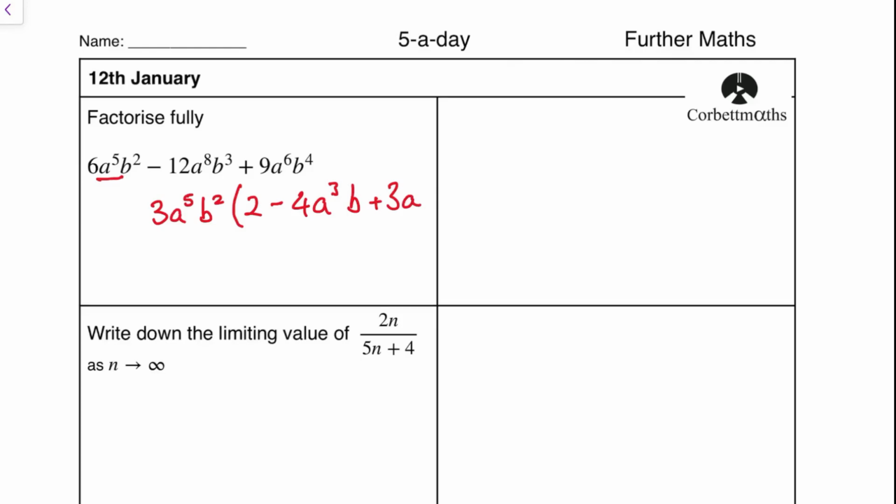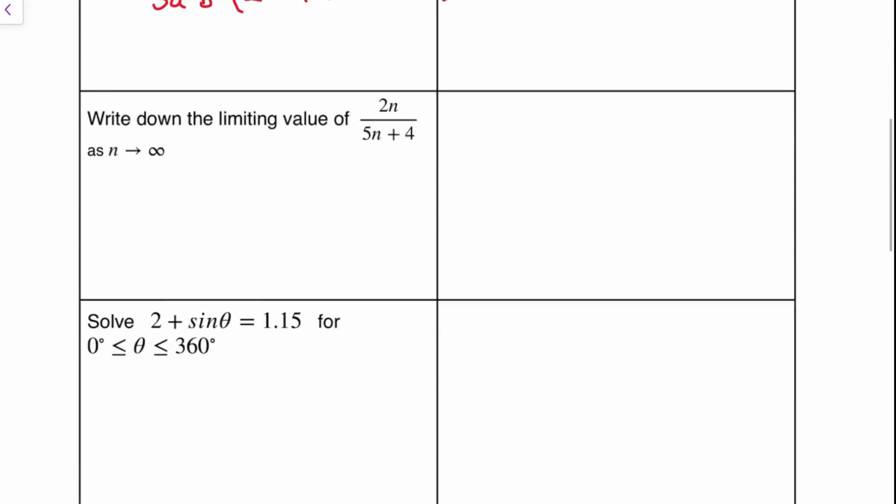Similarly for this last term, 3 divided by 3 is 1. a^6, if I've taken out 5 a's, leaves behind an a, and b^4, if I've taken out 2, leaves behind b squared. And that gives me, as you can see on the screen, 3a^5b^2 times (2 minus 4a^3b plus a b^2). Not a terrible question, but also not an easy one. Next question.